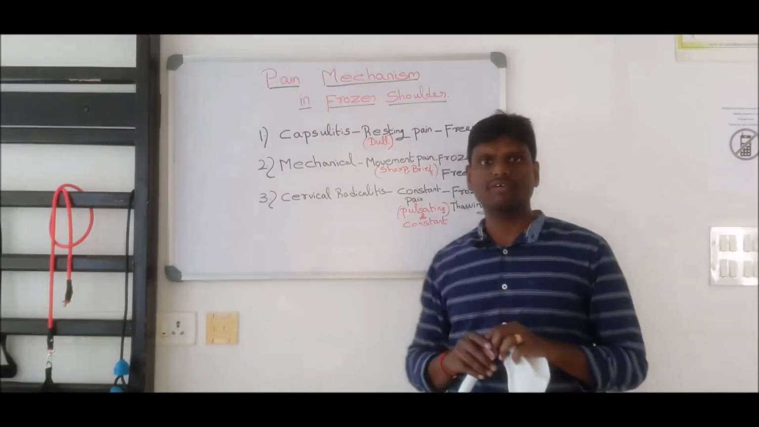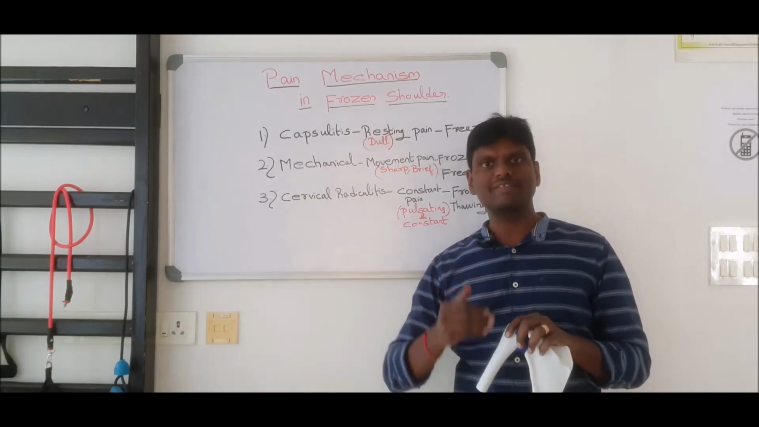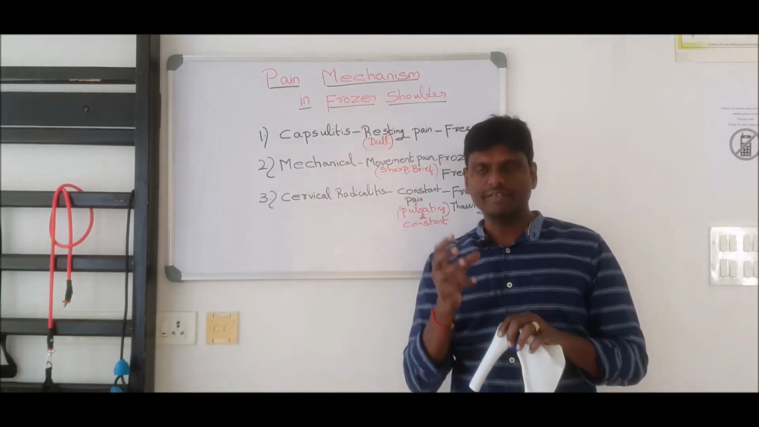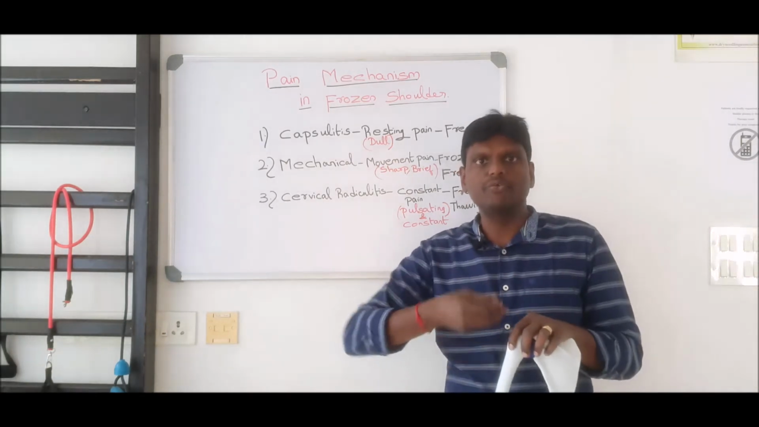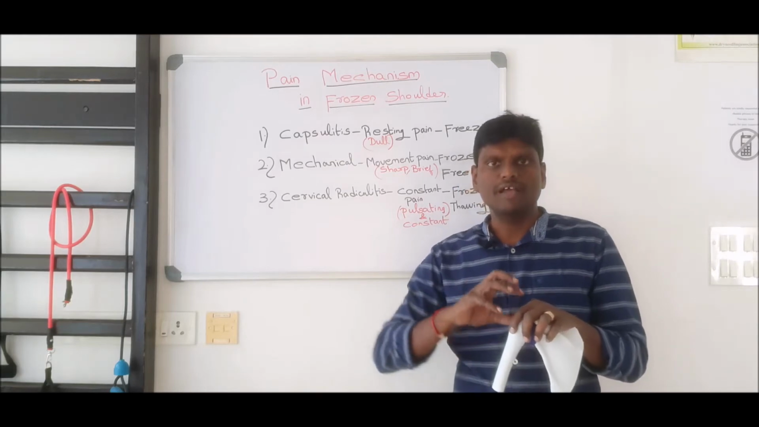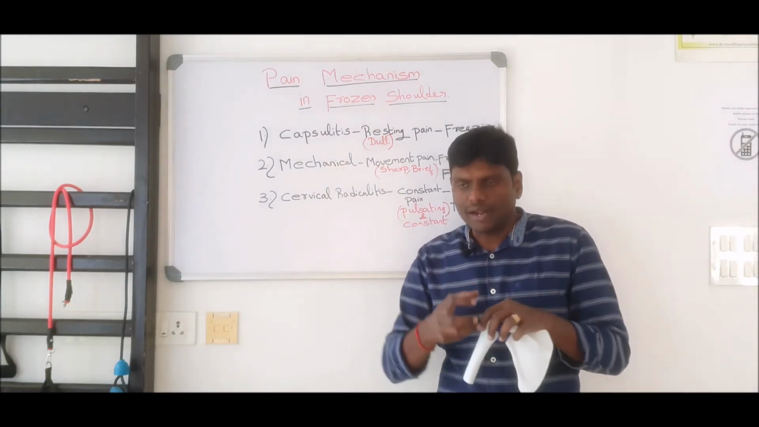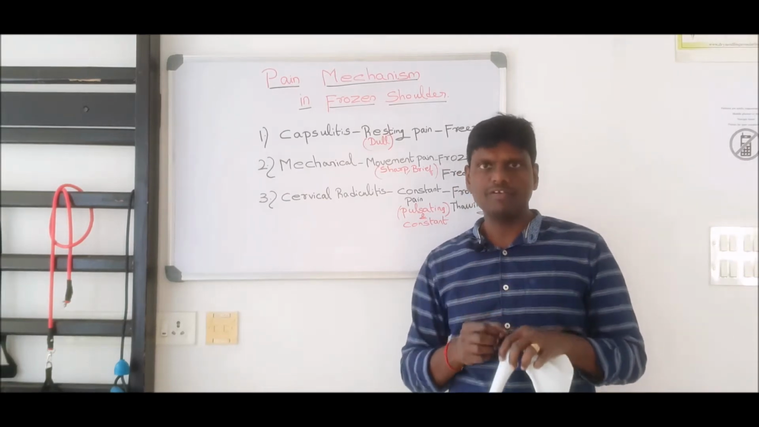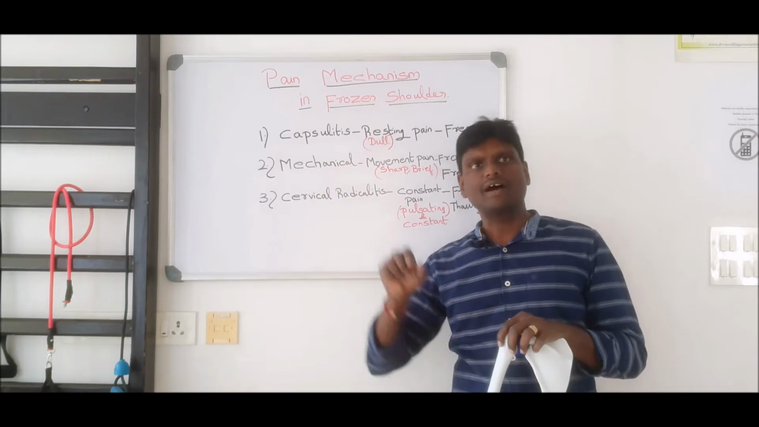The next mechanism of pain is mechanical pain. This happens more so during the second stage of frozen shoulder, when the inflamed capsule starts to shrink and develop new blood vessels and more nerves around the capsule in order to protect it from getting stretched. This is one of the adaptive mechanisms of the capsule, but that will be the major reason for the pain in frozen shoulder.